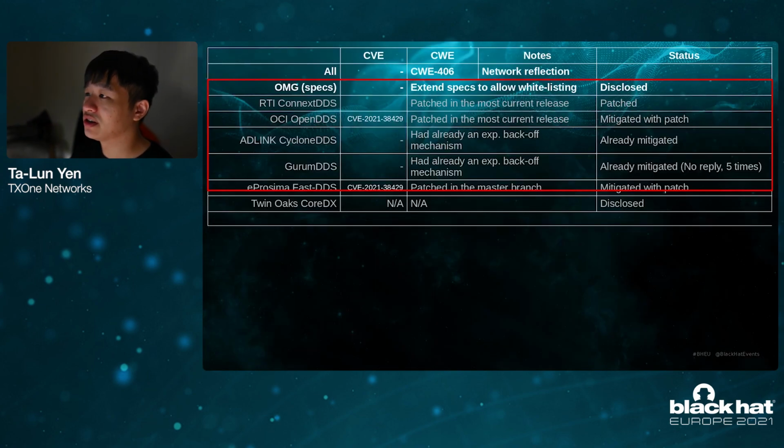Anyway, on this page, you can see a comparative sheet of how implementations work against our attack. You can see some implementations are immune to this attack in the first place because they have implemented some kind of exponential backoff. Some of the implementations have patched it in the most recent release. And some implementations, however, are not interested in patching it.